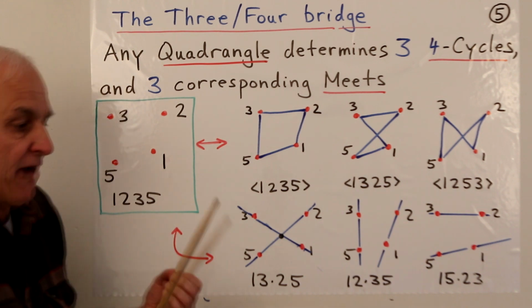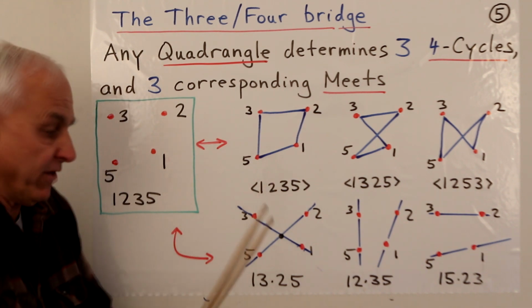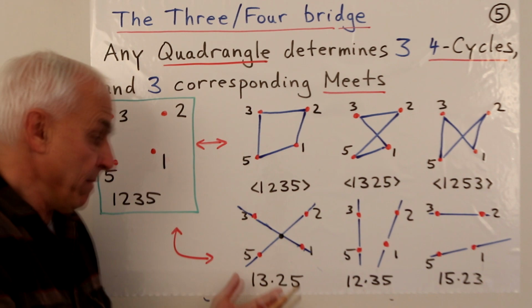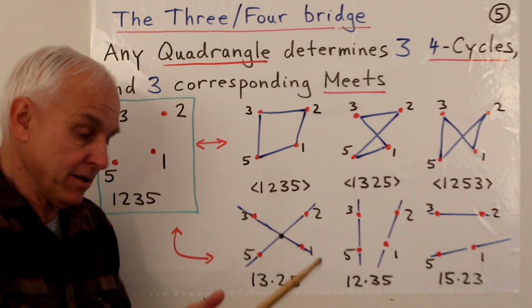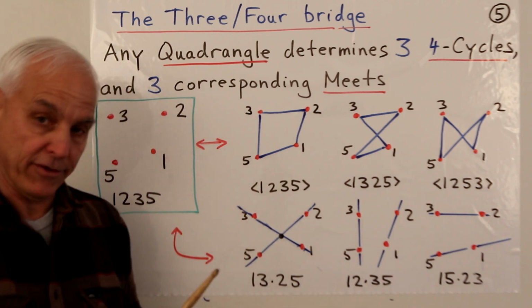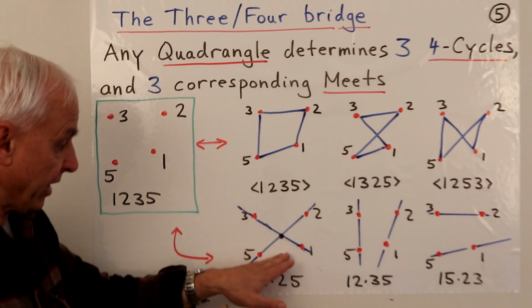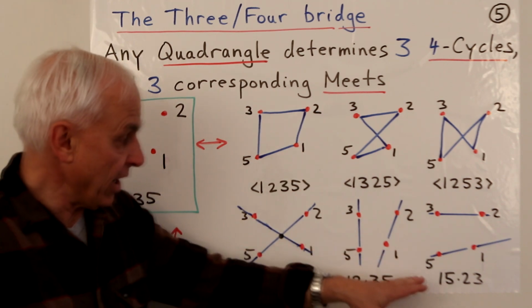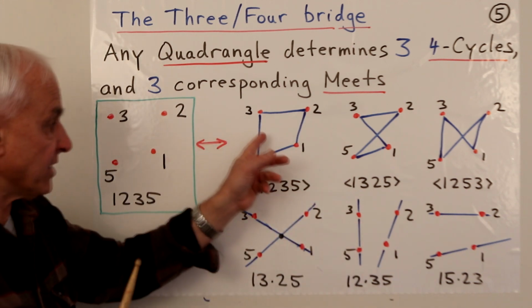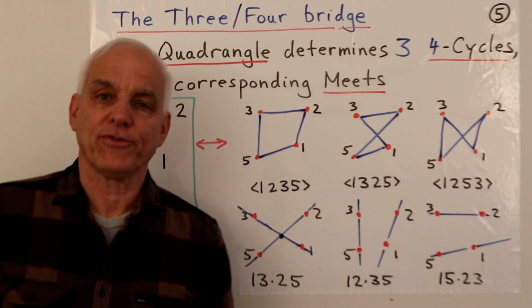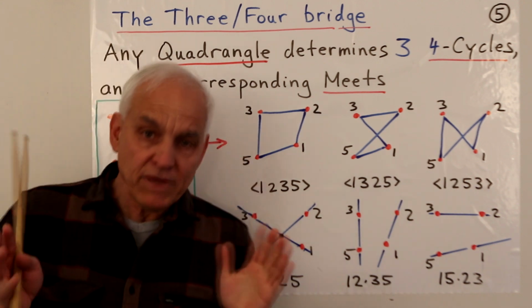But we don't actually have to have those physical points in evidence. We can also think about the meets as just being the pair of lines, a pair of essentially disjoint lines. And then it's clear that each one of these pairs of disjoint lines matches up with one of these 3, 4 cycles. So here's the 3-4 bridge.